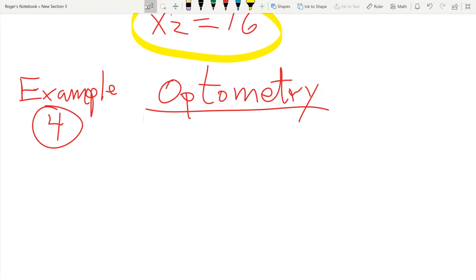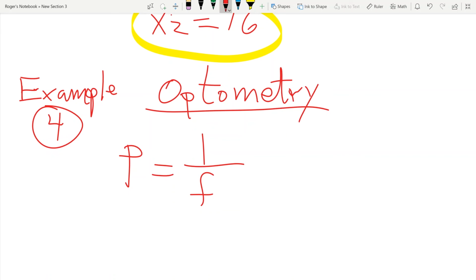Our next example, number 4, comes from the field of optometry. Maybe you'd like to be an optometrist. Inverse variation is used in optometry. When you go to get glasses, the power of the lens that you will be prescribed is described by an inverse variation function. The power of the lens, P, is equal to 1 divided by the focal length in meters.